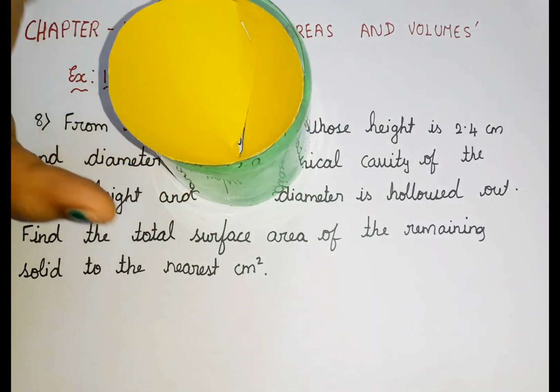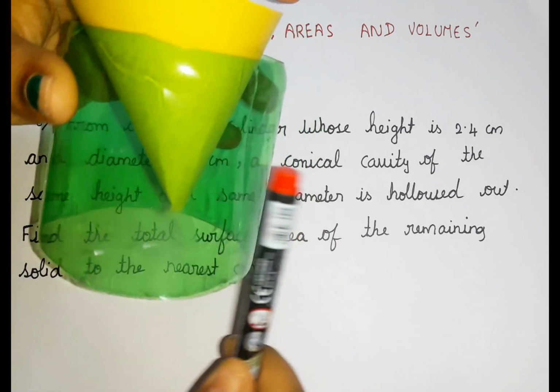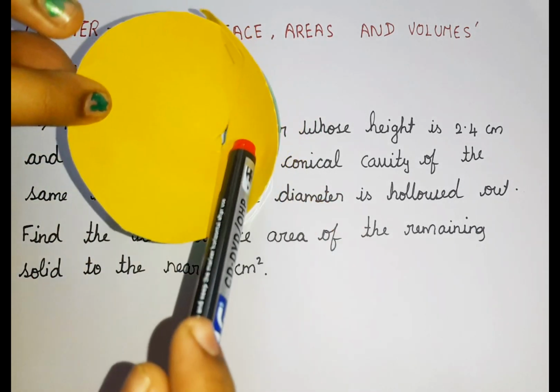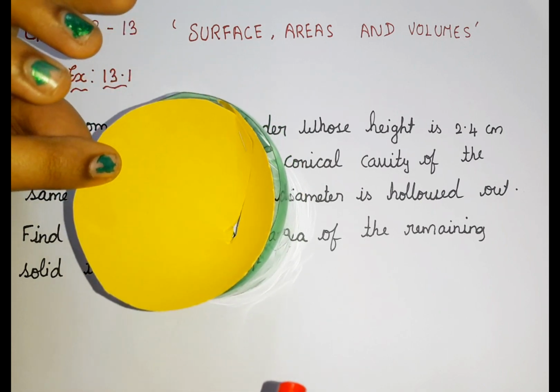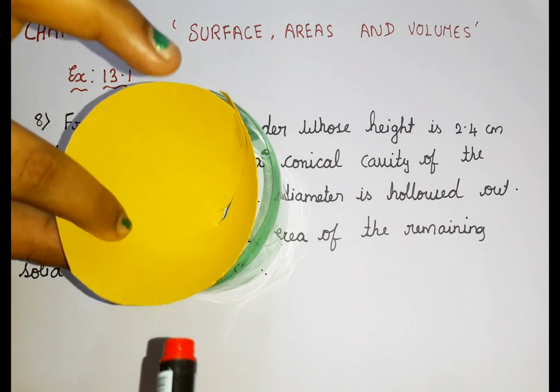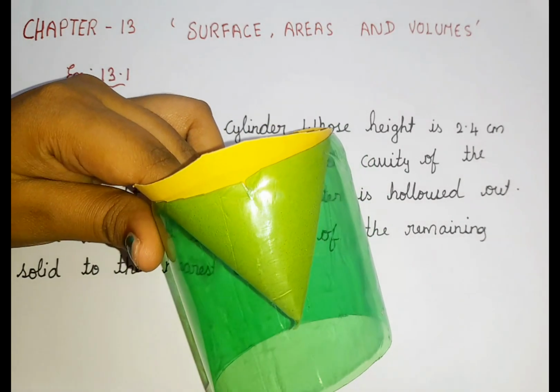Okay, so now what I'm going to do is I'm going to be using curved surface area of cylinder, so that is the curved portion, and curved surface area of cone. So here the cone is placed like this, am I right? That is a conical cavity. So since the cone is placed like this, if you want to view the total figure, you can just see it. Yeah, it looks something like this, am I right?